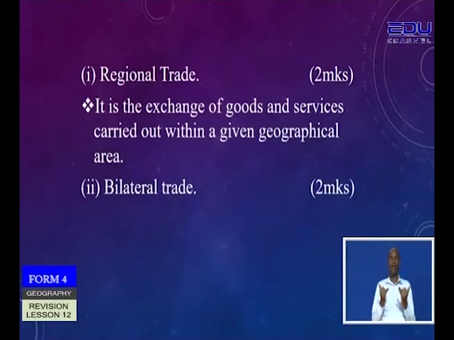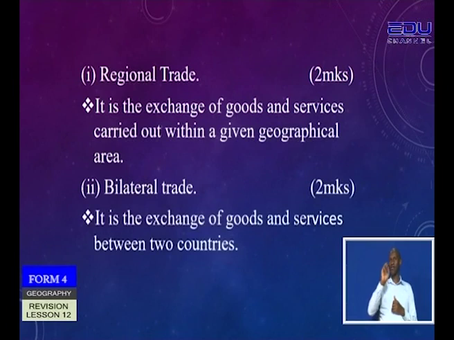Then we consider bilateral trade. What is it all about? It is the exchange of goods and services between 2 countries. Remember, learner, by means 2. So the moment you talk about bilateral, you are simply talking about 2 trade partners. Could be Kenya and Botswana, could be Uganda and Zimbabwe. We are talking about bilateral trade, 2 countries. Those are the correct definitions of the 2 terms, and the moment you give such definitions, we give you 2 marks for each one of them.